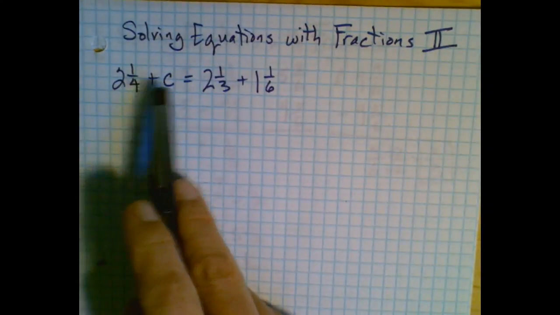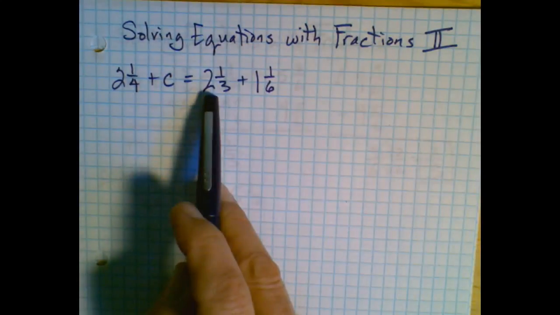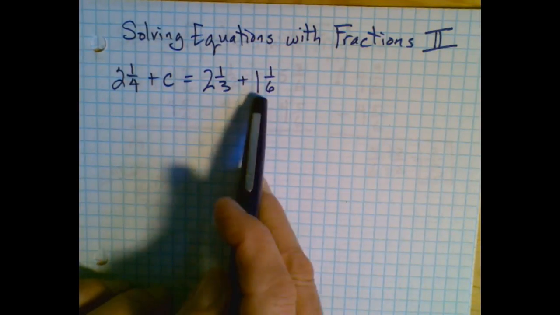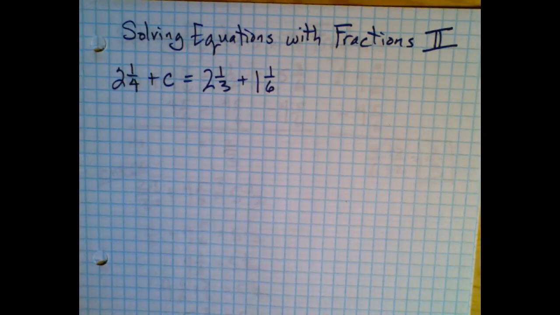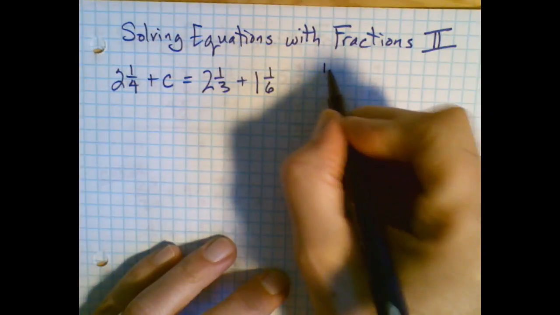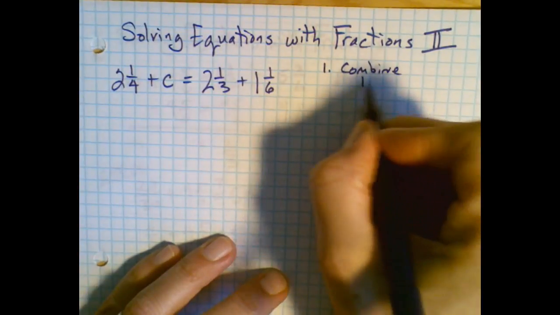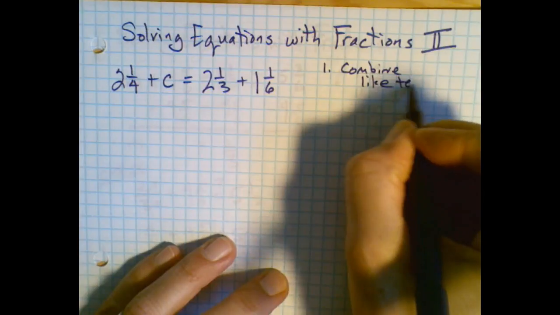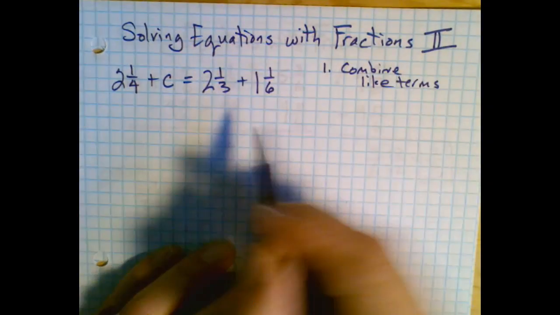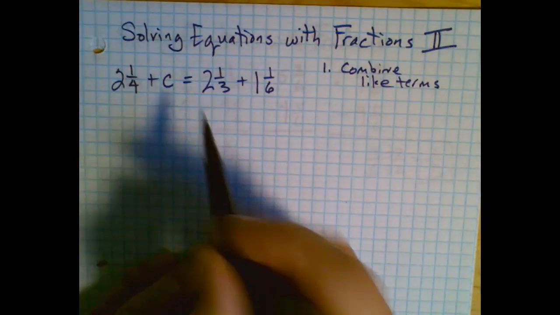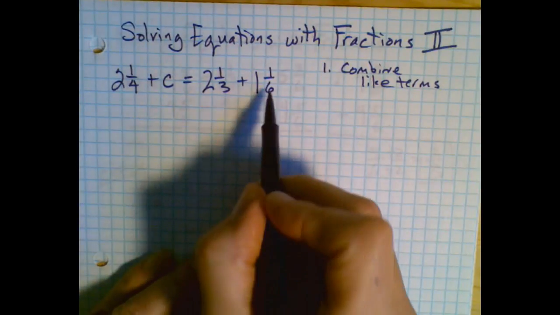2 1/4 plus c equals 2 1/3 plus 1 1/6. So now I have an additional term here. My first step I'm going to want to do is, is it possible? Are there any like terms that I can combine? I want to combine like terms, where terms are separated by pluses and minuses. And is there anything that's the same here? Well, it turns out that yes, I have 2 terms here that are both numbers.